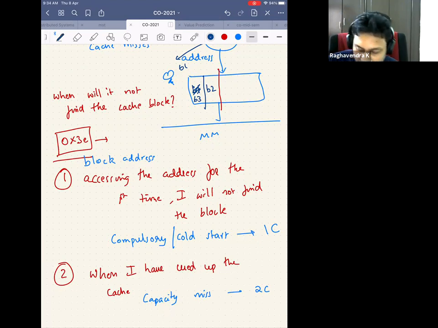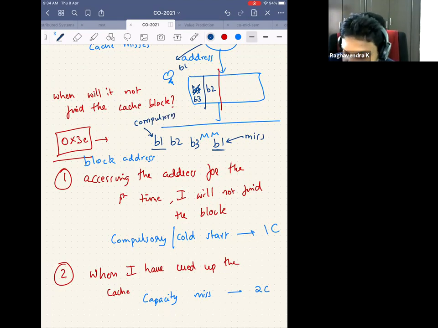Now first the CPU generated B1, then B2, and then again B3, and then B1. Right? So this B1 is a miss. This B1 was also a miss, but this is a compulsory miss. But this is a capacity... This is not a capacity miss.